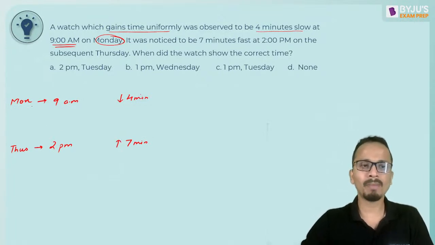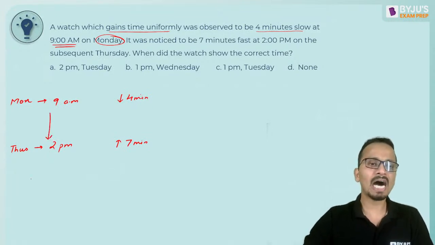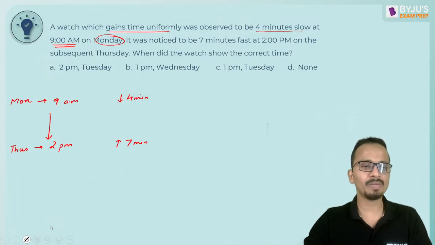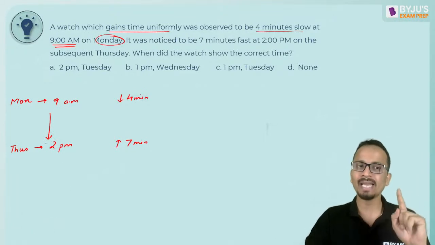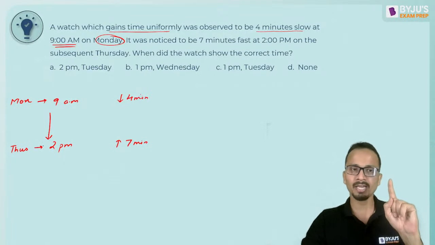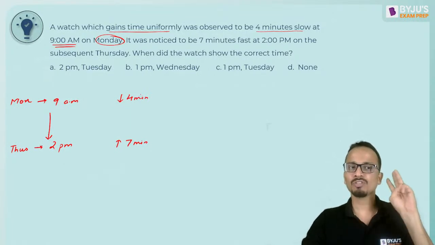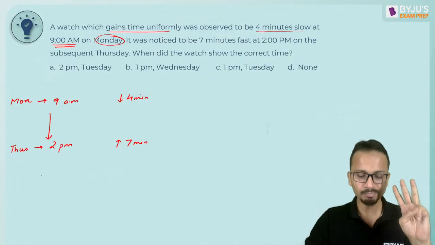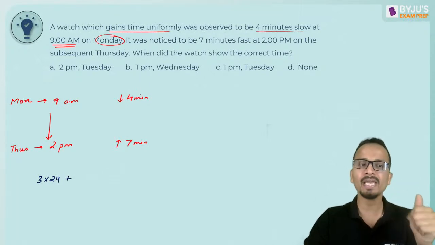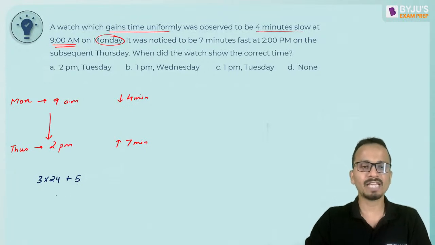Right? So from Monday 9 a.m. up till Thursday 2 p.m., how many hours have elapsed? So Monday 9 a.m. से start किया, Tuesday 9 a.m., Wednesday 9 a.m., Thursday 9 a.m. So 3 complete days, that is 3 multiplied by 24. And then from 9 a.m. to 2 p.m. another 5 hours. So 72 plus 5, that is a total of 77 hours, the clock has gained.